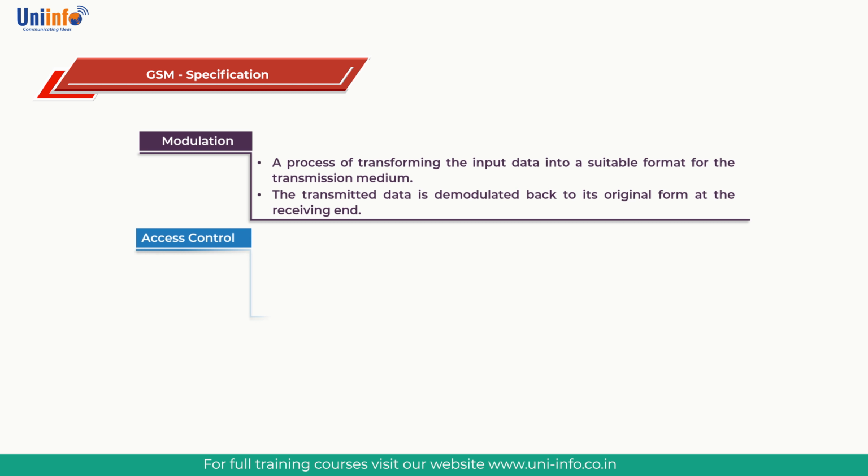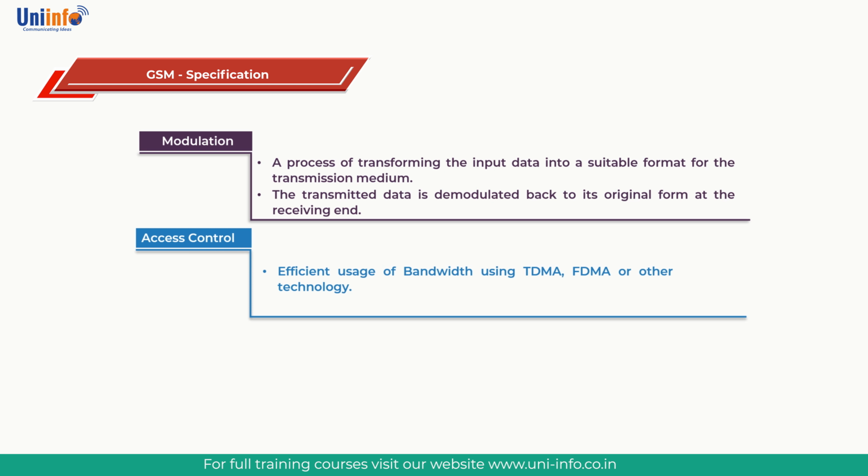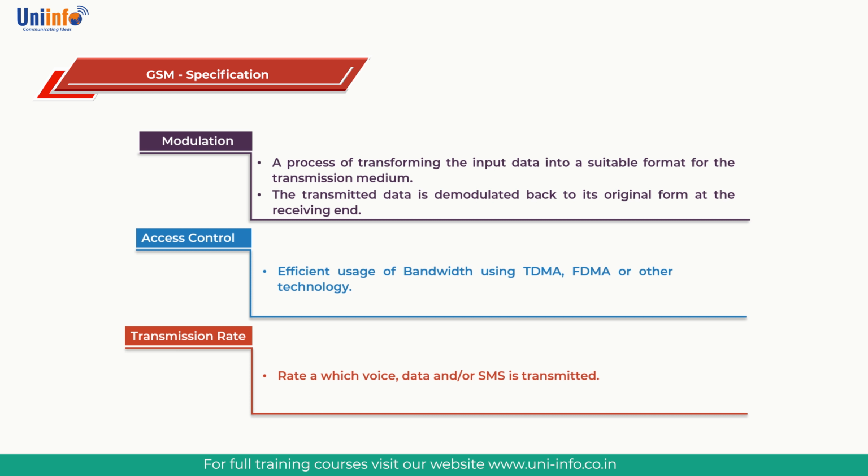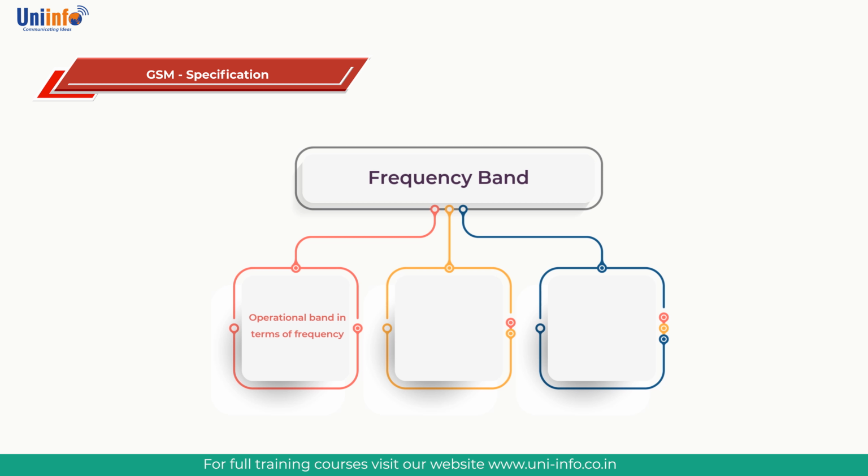Next is access control. Efficient usage of bandwidth using TDMA, FDMA, or other technology. Next is transmission rate, a rate at which voice, data, or SMS is transmitted. Next is frequency band, operational band in terms of frequency, uplink frequency band, transmission from MS to BTS, downlink frequency band, transmission from BTS to MS.